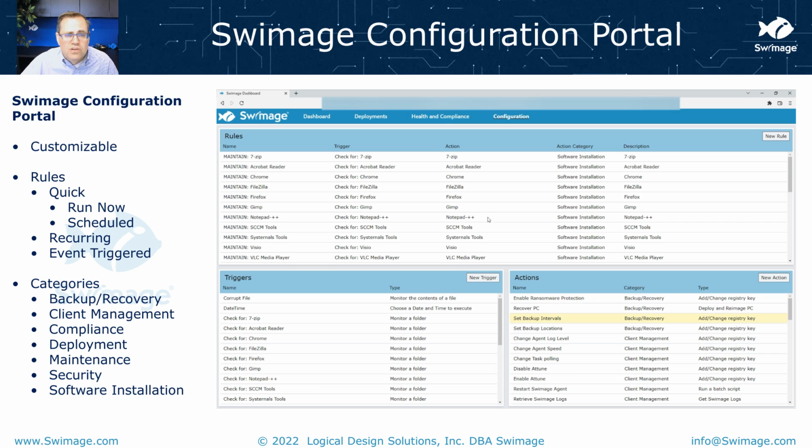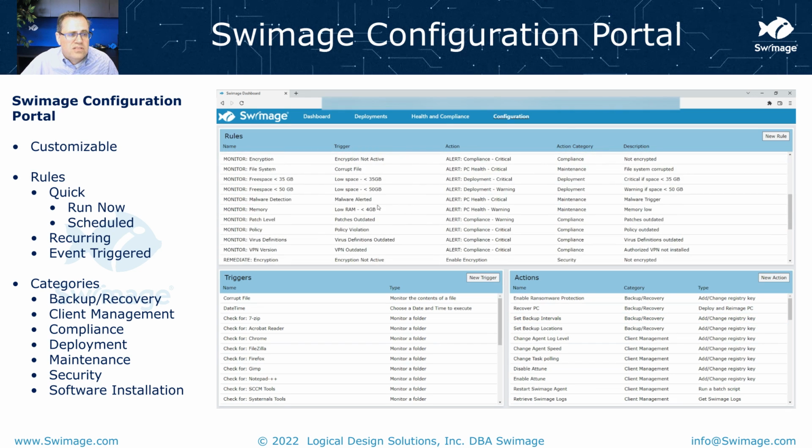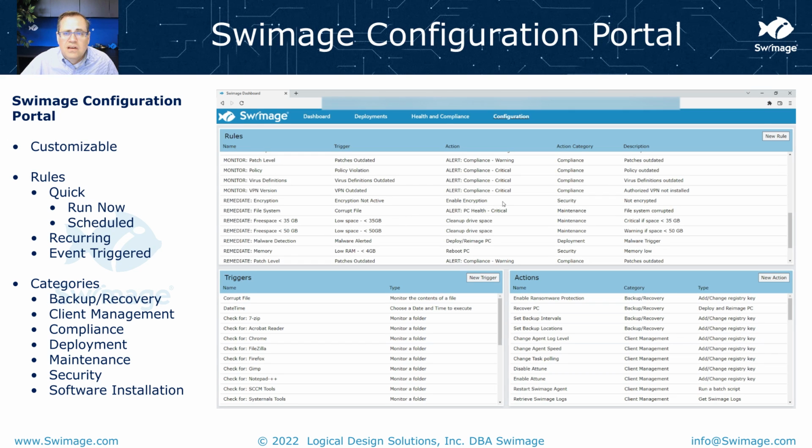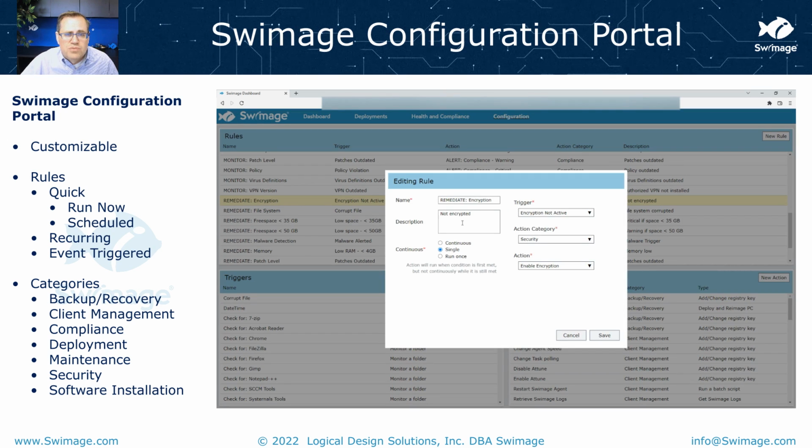Okay, and then the rules, once you've defined what your triggers and action are, you can create a rule. So for instance, I have a rule that says, I want to look for encryption. So the name of the rule is remediate based on encryption. The description is not encrypted. I'm going to run it in a single instance. So what this will do is run as soon as it detects that this machine's not encrypted.